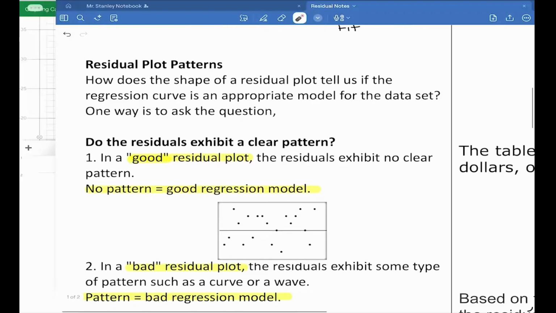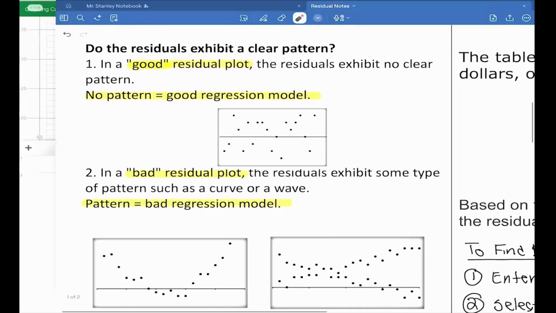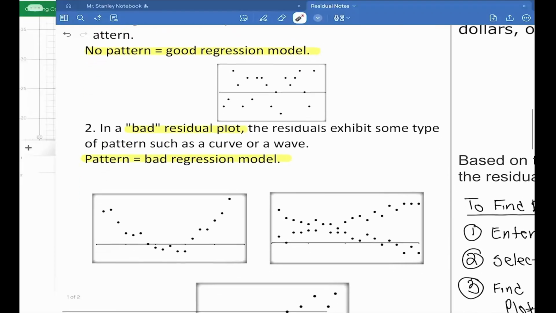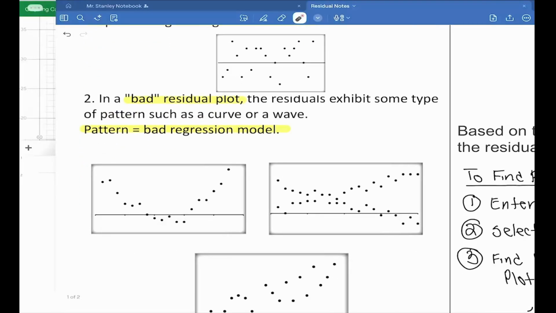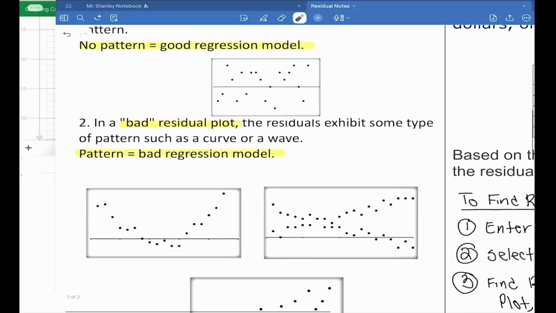Okay? Now on the other side of that is the bad residual plot. The bad residual plot exhibits some type of pattern such as a curve or a wave. Okay? So looking at the pictures that we have, you'll notice that in one we see a definite curve. We can follow it. This one to me looks like it's making an X. We can follow that. And then in the third one, we can see that it's increasing. So if we're looking at those, we can definitely tell there's a pattern there. So if we see a pattern, that is a bad regression model. No pattern is a good regression model.